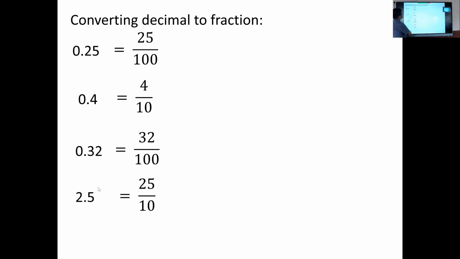Okay. Now a few more decimals. 32.5 can be written as 32 out of 10. As there is one 0, there will be one decimal place. So 32.5 can be written as 325 out of 10.